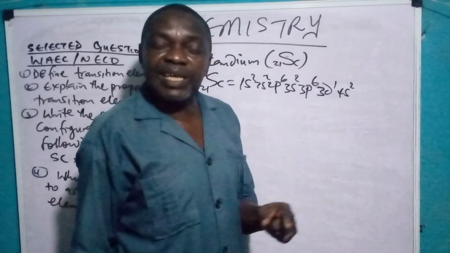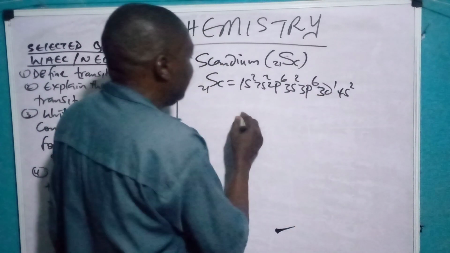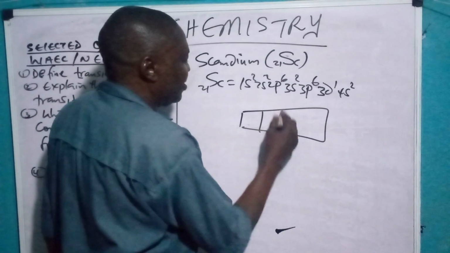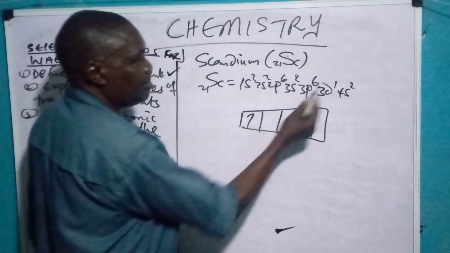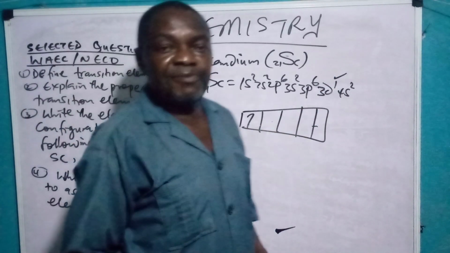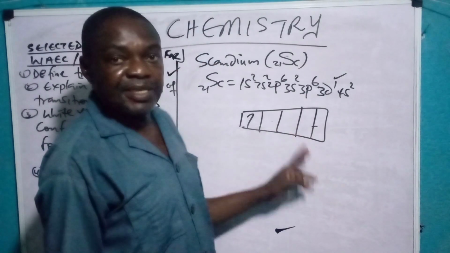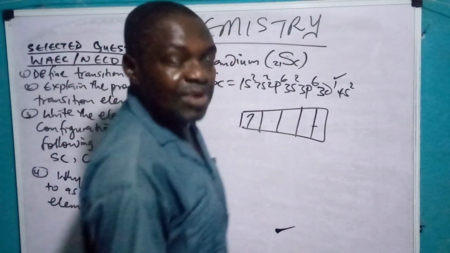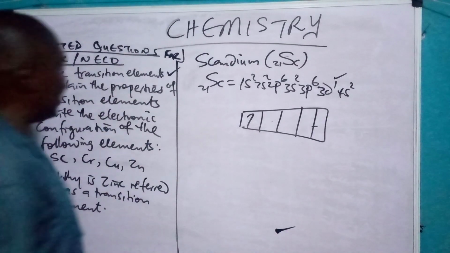But we are saying transition metals are those metals that have their d orbital not completely filled. This is the d orbital. Remember, the d orbital has 5 blocks: 1, 2, 3, 4, 5. You see it's just one because we have only one here. Therefore, the rest are not filled up. Therefore, it is a transition metal. If the rest are filled up in pairs, it's no more a transition metal. This takes up the question of the day. Explain the properties of transition metals.